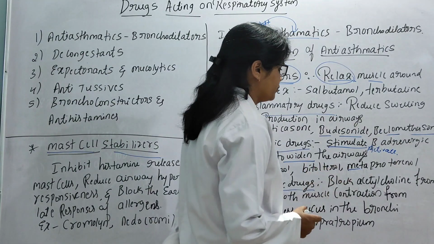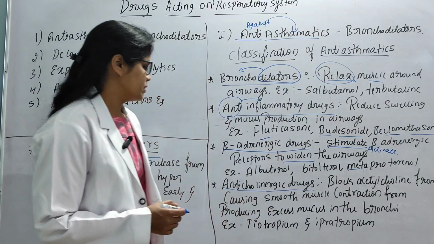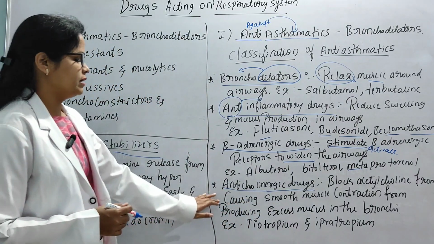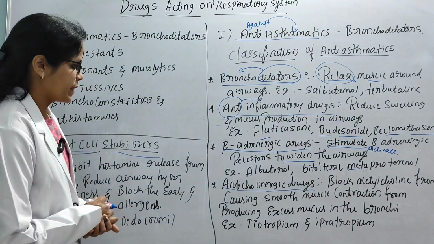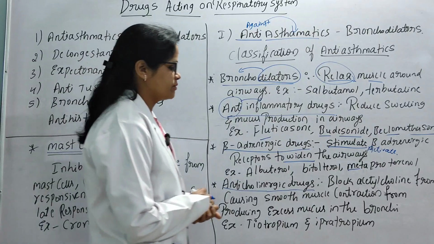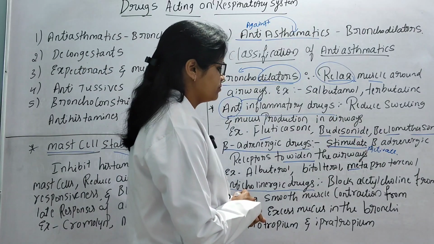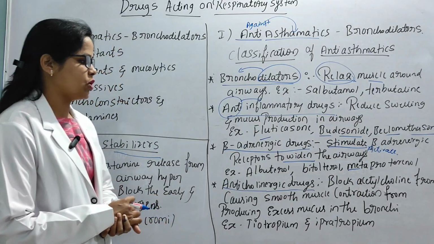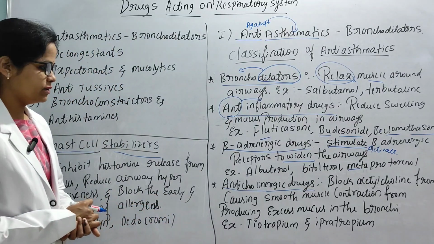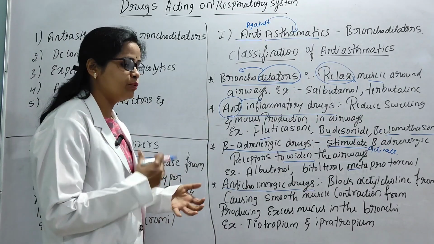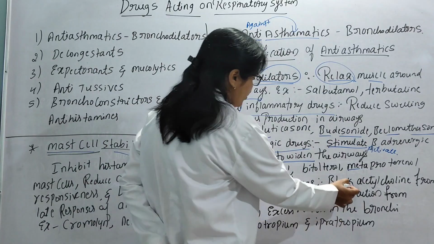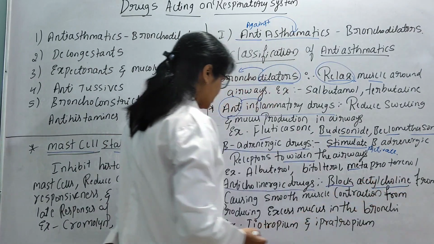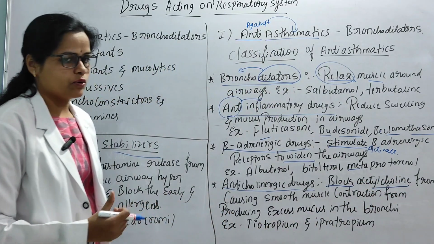Albuterol and metoprolol. And next, the anticholinergic drugs. Anticholinergic drugs, the function of this drug is to block acetylcholine from causing smooth muscle contraction, and from producing the excessive mucus in the bronchi. Okay, it blocks the acetylcholine from causing the smooth muscle contraction.